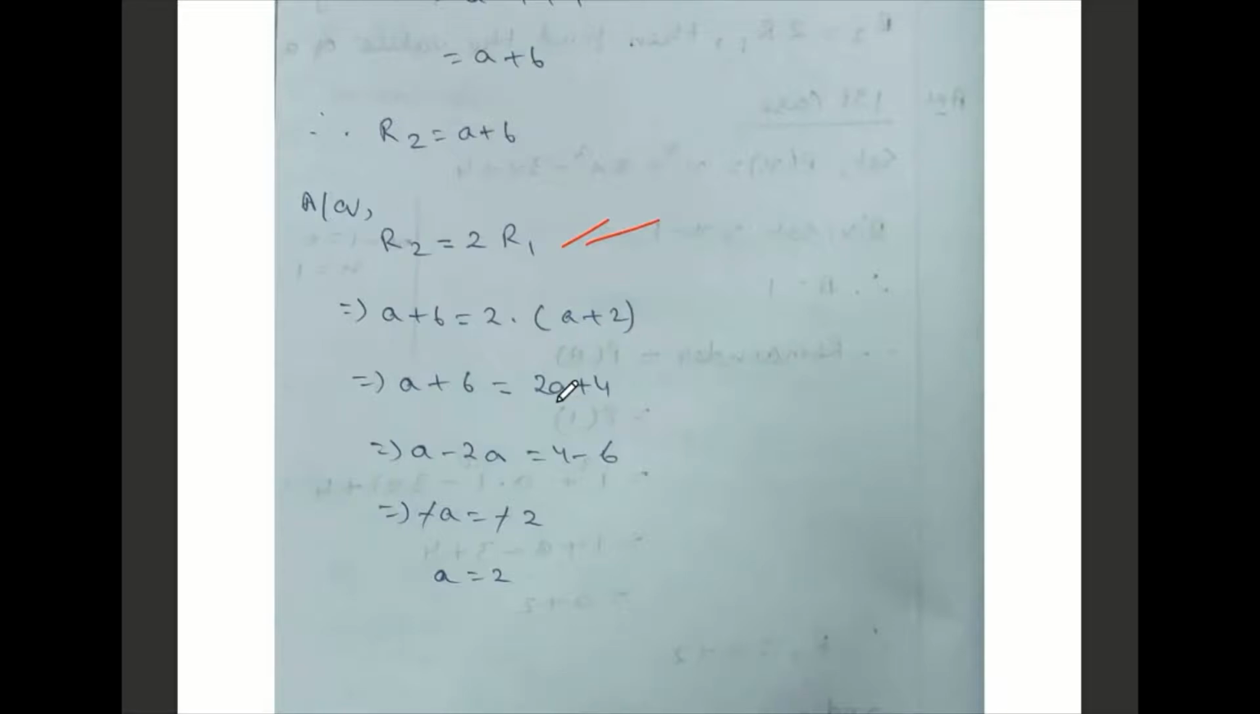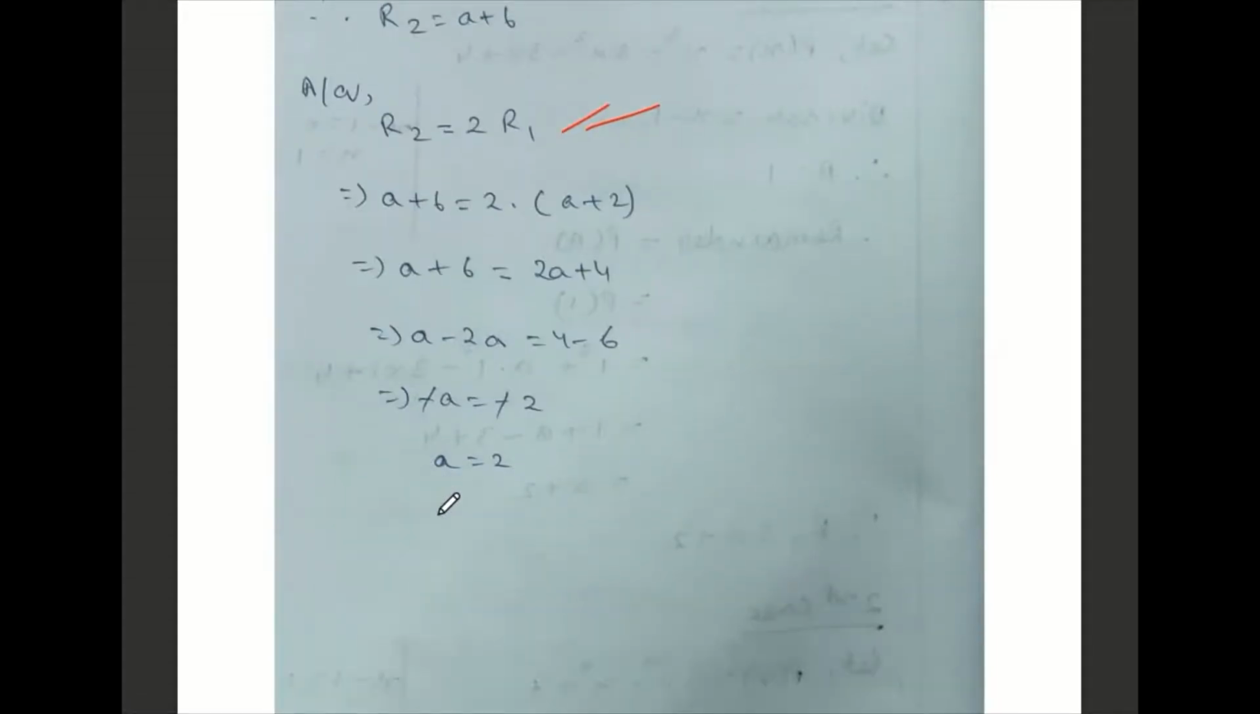Simple multiplication. Then take this 2a towards the left side, that is a minus 2a is equal to 4 minus 6. After subtraction we are getting minus a, which is equal to minus 2. Both sides minus can be cancelled out. A is equal to 2. So find the value of a, that was our question. We found a is 2. That's your question number 8.